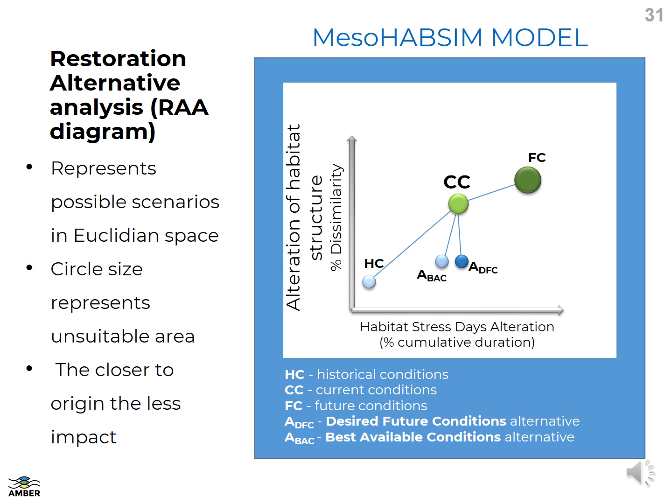What is important for the interpretation of this diagram is the closer we are plotting our scenario to the origin, the less will be the impact. On this diagram here, we plot hypothetical current conditions, named as CC, future conditions, historical conditions, desired future conditions, and best available conditions. And this allows us to select the best possible scenario.